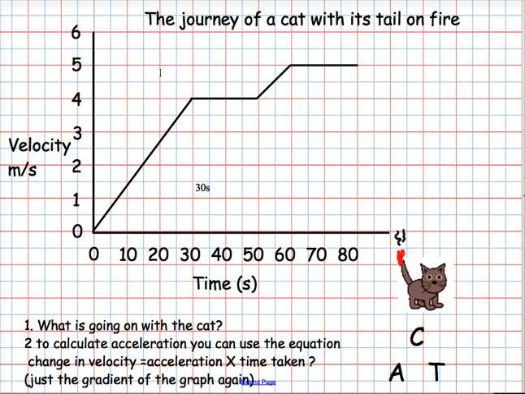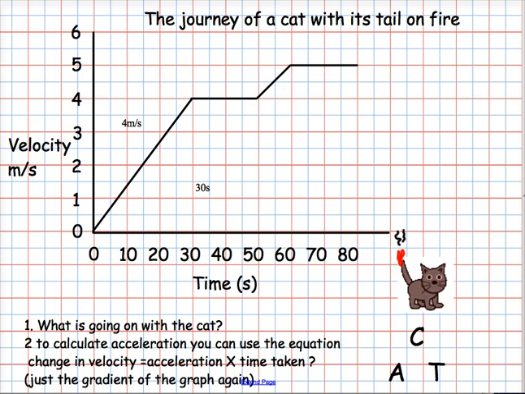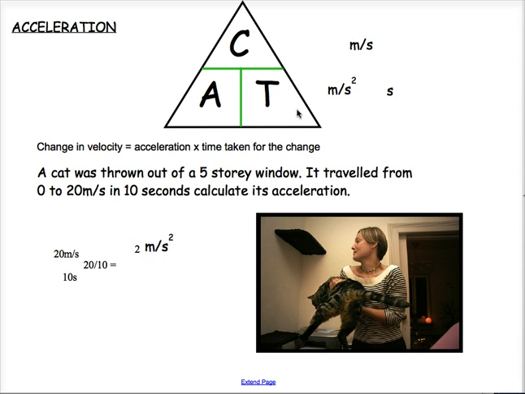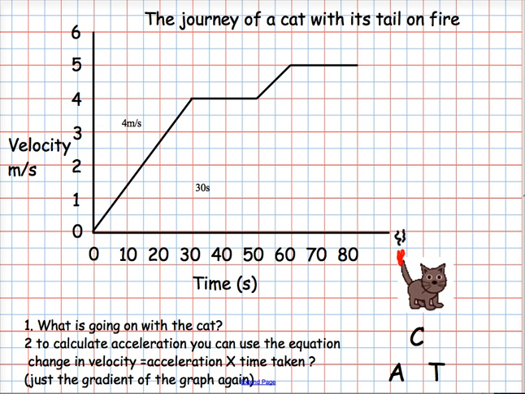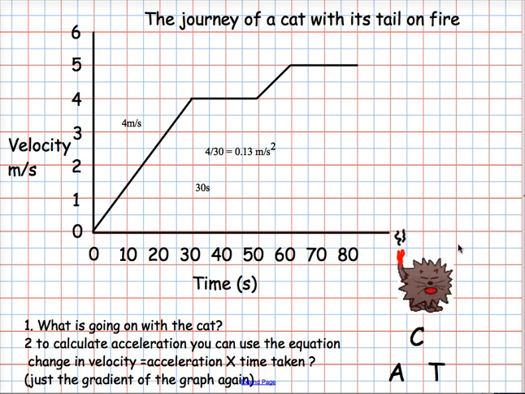And here the change in velocity is from 0 to 4 metres per second. So its change is 4 metres per second. Look at the equation: change divided by time. So it will be 4 divided by 30, which equals 0.13, 2 decimal places please, metres per second squared. There you go, right, that's the answer.